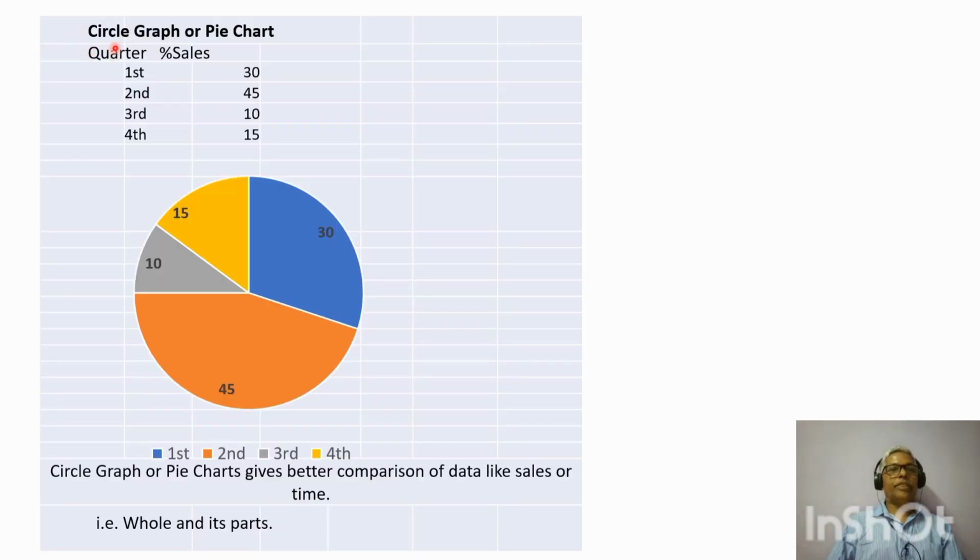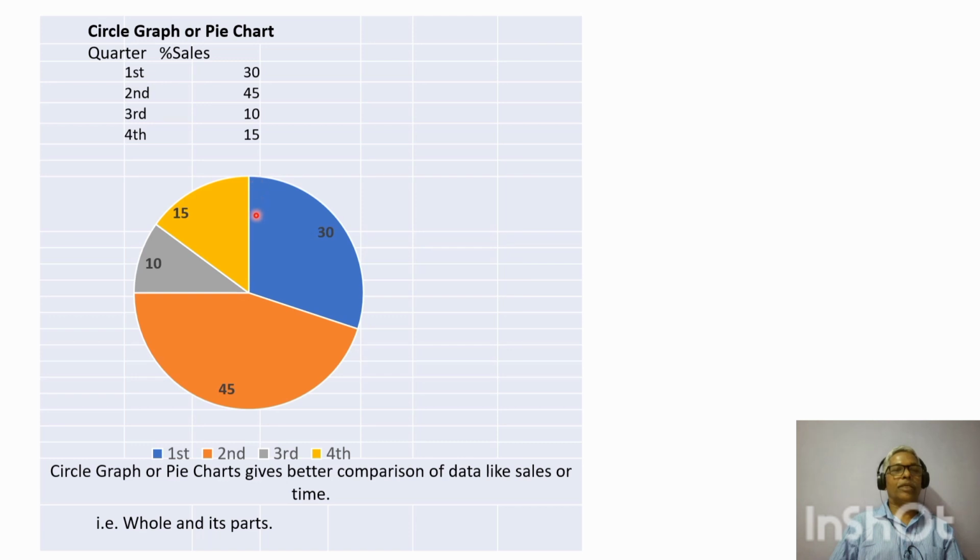There we see the circle graph or pie chart. Now this is the sales of a factory in different quarters: first quarter, second quarter, third quarter and fourth quarter. So we represent this with this type of circle, where the first quarter is 30%, the second quarter is 45%, the third quarter is 10% and the fourth is 15%.